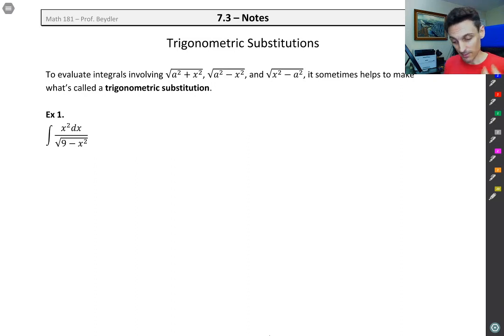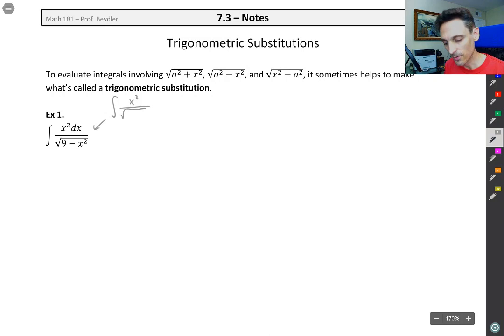The best way to learn about it is just to jump in with example 1. So here we have the integral of x squared dx over the square root of 9 minus x squared. Just a little aside, remember that if you have the dx up on the top of the fraction, that just means the same thing as the integral of x squared over the square root of 9 minus x squared, and then with the dx on the side. It's the same thing. It's just that sometimes people like to put the dx up on the top of a fraction.